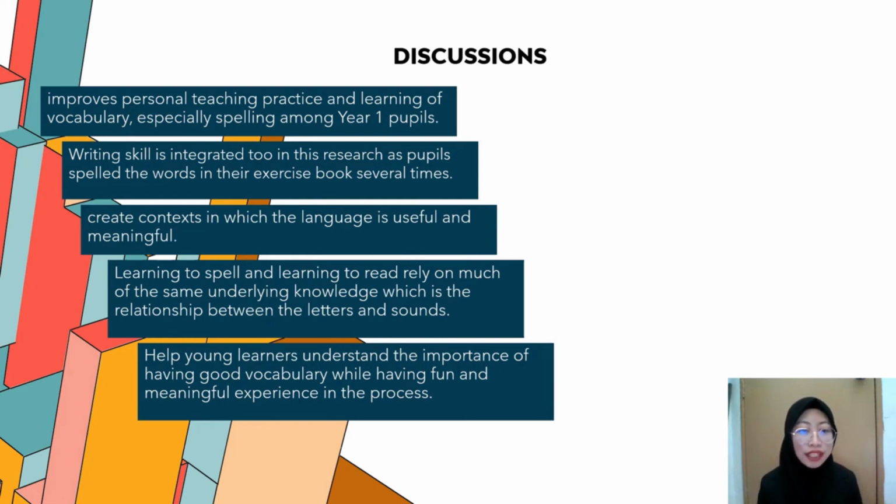Learning to spell and learning to read rely on much of the same underlying knowledge, which is the relationship between the letters and sounds. Designing a language game to help children better understand that key knowledge may result in good reading fluency and comprehension. Young pupils who are getting into a new language might benefit from engaging in spelling word games. Spelling is a difficult process, but if these young learners are able to grasp its structure, it will be easier for them to decode the words in the future.